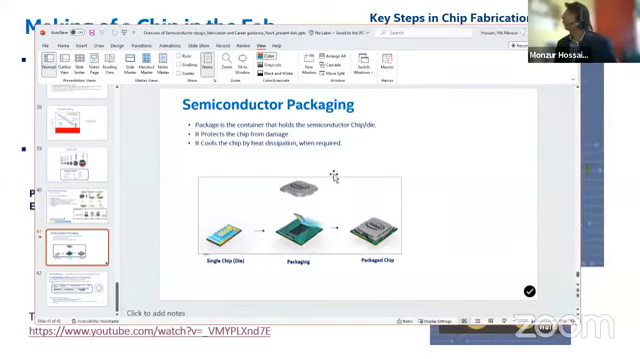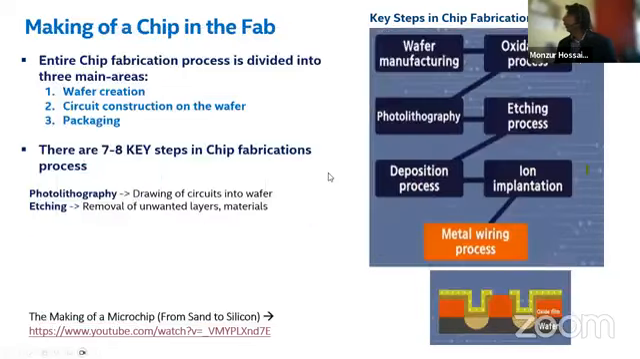Why do we do packaging? We want to protect the chip from damage. It also cools the chip by heat dissipation whenever it is required to cool it down. So that was the semiconductor fabrication part. We are moving into the next part.